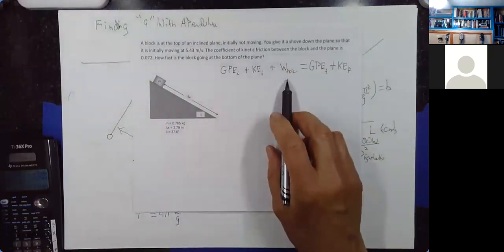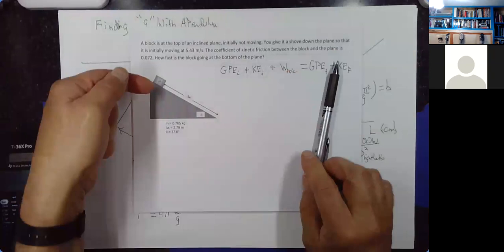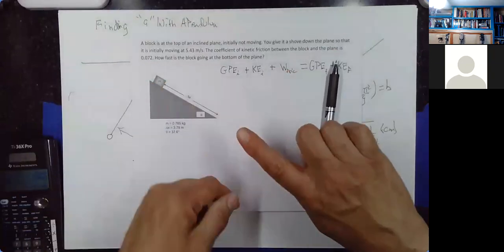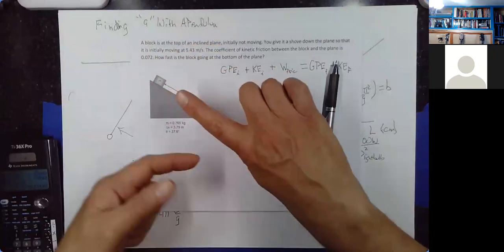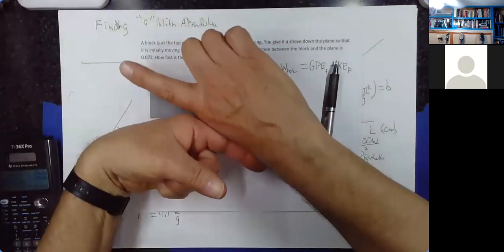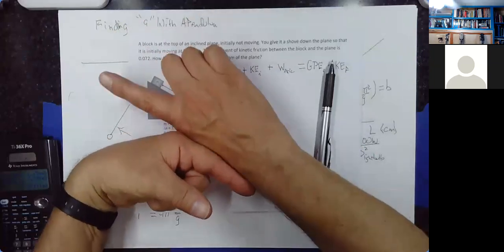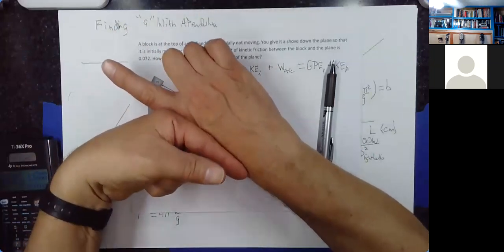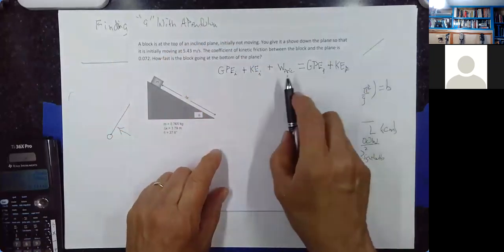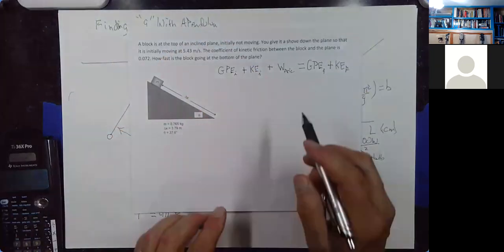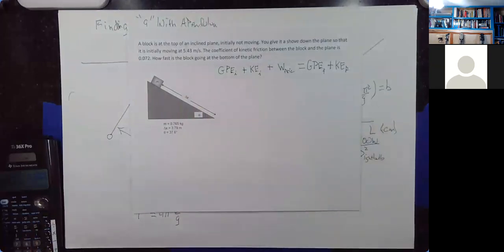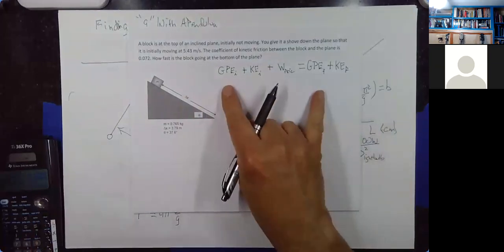Now, that work is going to be negative. The displacement is down the hill or down the plane. The frictional force is in the opposite direction. And so there's a 180-degree angle between the direction of the frictional force and the direction of the displacement. And that'll make the work done by friction be negative. And so we'll have that to consider here. But this is a way that I could set this up.